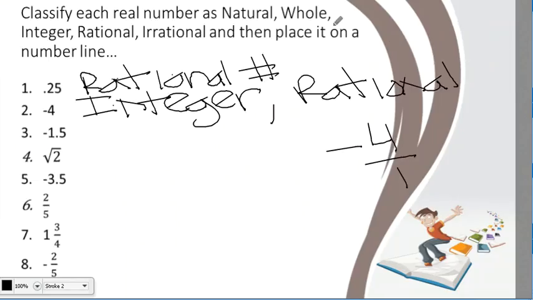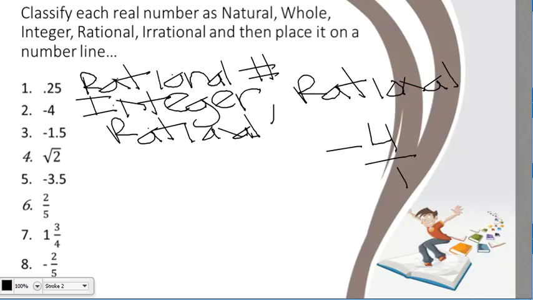Okay, let's go ahead and look at the next one. -1.5. So let's go through our list. It's not natural. It's not whole. It's not an integer, because it's not a whole number. It is a rational number, and because it's rational, it's not irrational. Okay, so number 3, you should be writing this on your piece of paper, is a rational number.